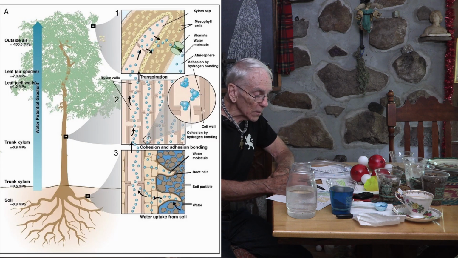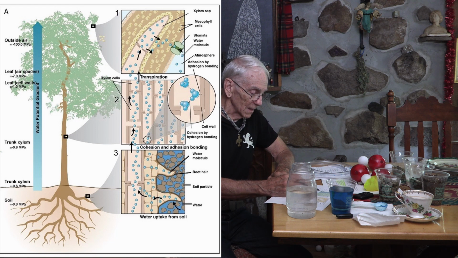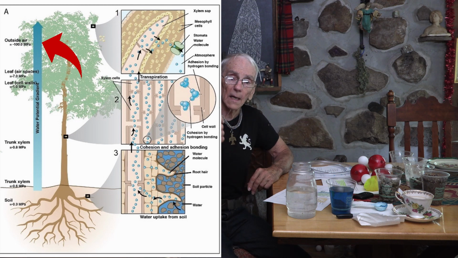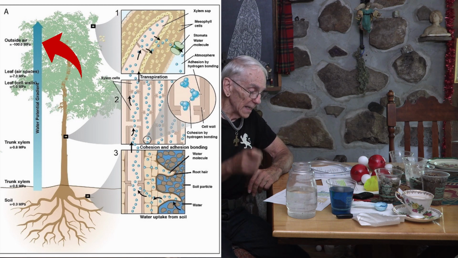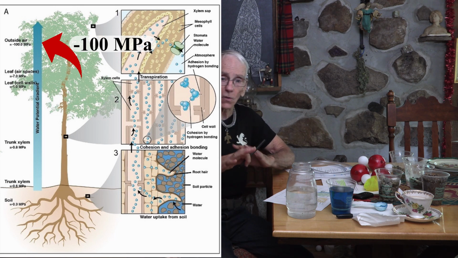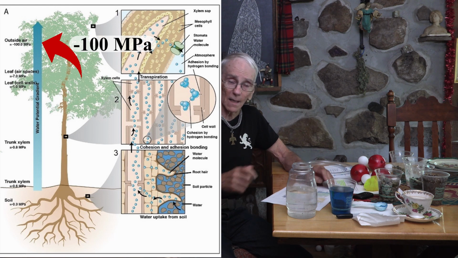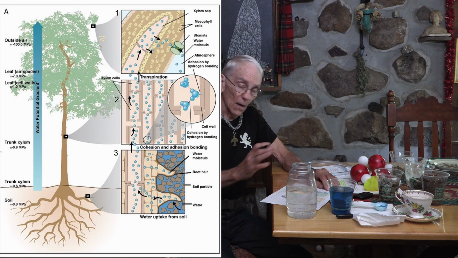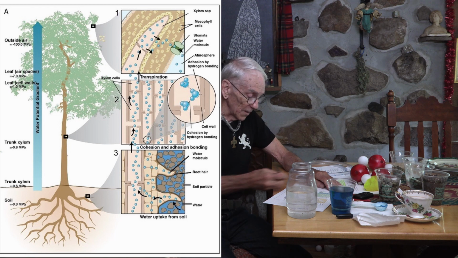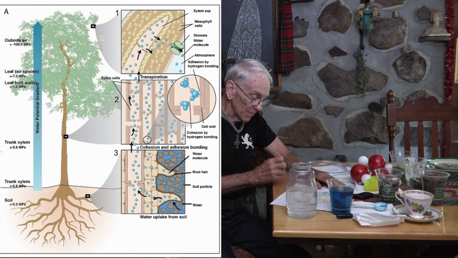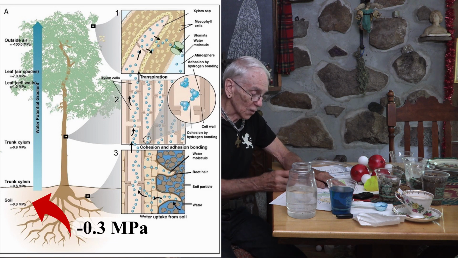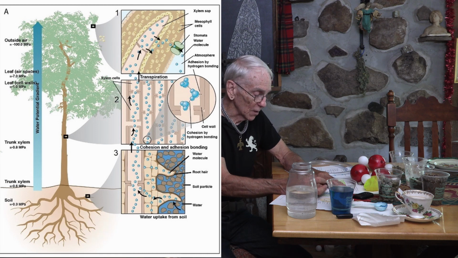If we look at the very top of the tree, we can see that the water energy potential of the outside air is negative 100 megapascals. Again, don't worry about the megapascals. Just worry about the fact that the top of the tree, the outside dry air, can have a level of negative 100. Remember, down at the root, we were looking at a level of negative 0.3, or actually 0.03. So there's a huge difference between the two here.